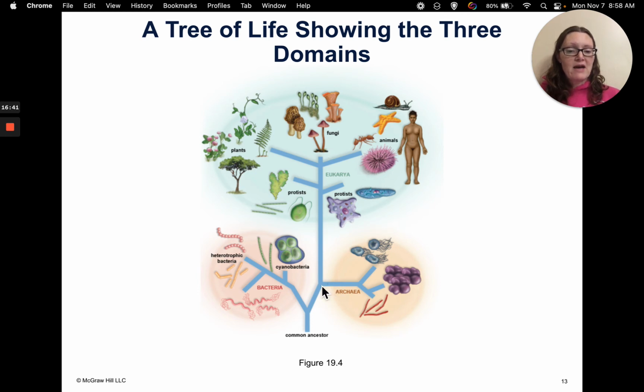So here we have a common ancestor. Anywhere we see something meeting a major branch, that's a common ancestor. That's another one, and that's another one. So here we have a common ancestor that branched off, and here we have another one that branched off.